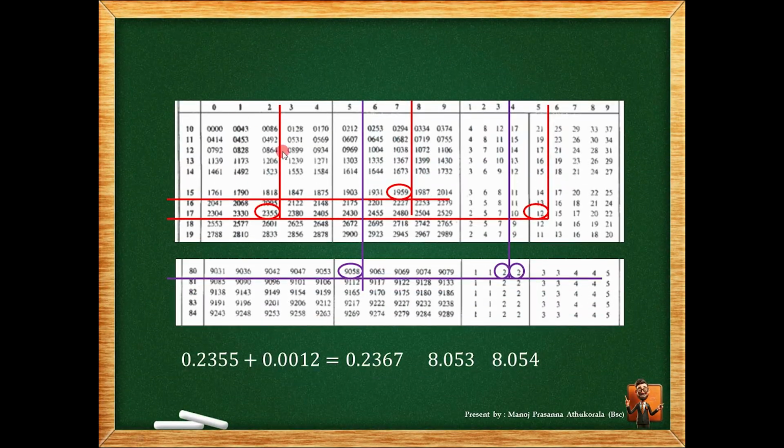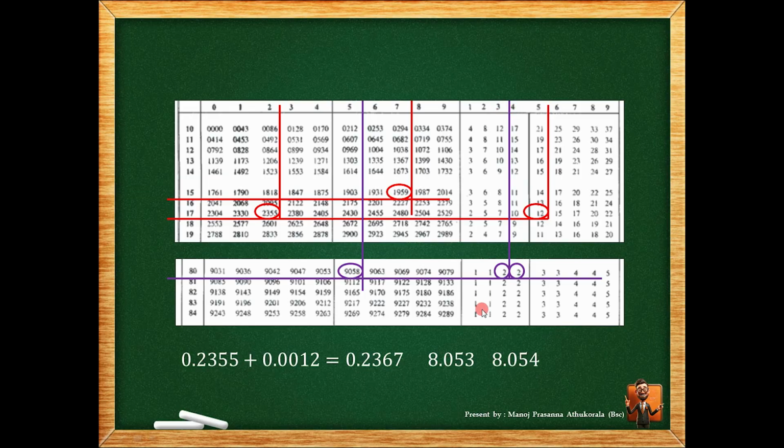Then you have to find the anti-logarithm of 0.9060. Let's see here. But 9060 is not there. So we have two values, 9058 and 9063. If we take the lesser value, it is row 80, fifth column value, 8055, and we need two more.